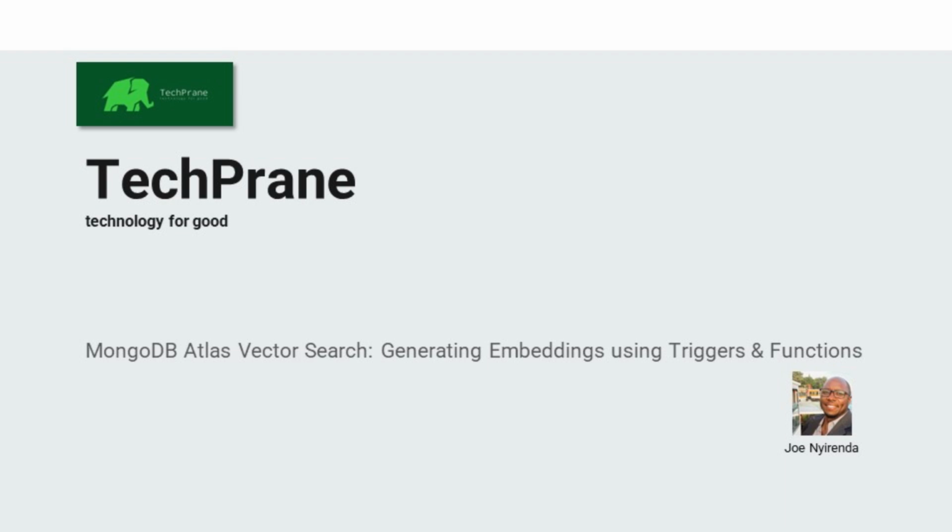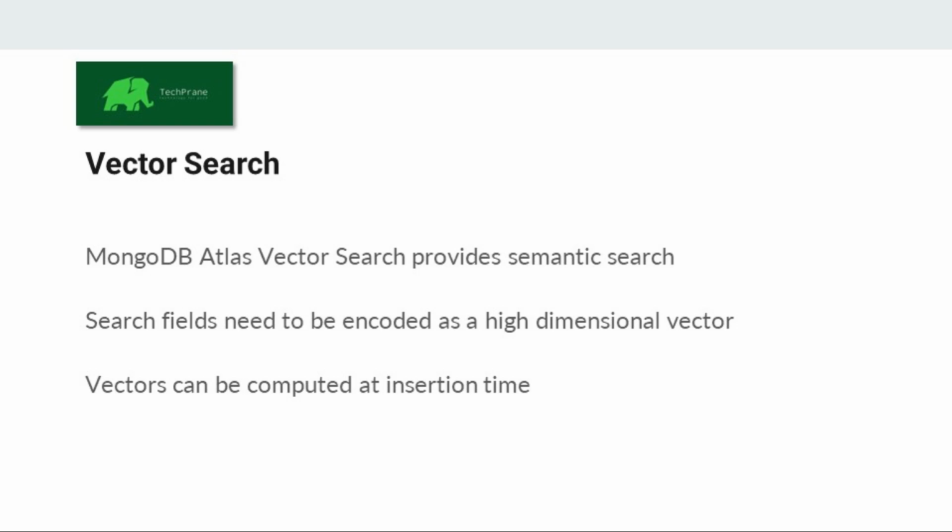My name is Joe Urenda, and in today's video, we'll be looking at how to generate embeddings when you're using MongoDB as your vector search platform. One of the questions that I get asked often is how do I implement functionality, if using MongoDB as a vector database, that will continuously generate embeddings as I insert new documents into my collection? So that will be the focus of our video today.